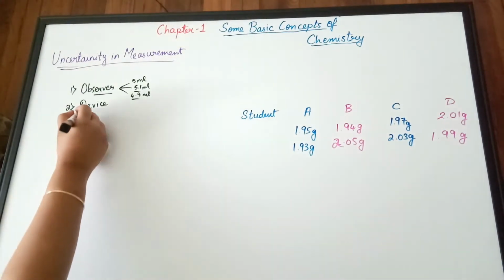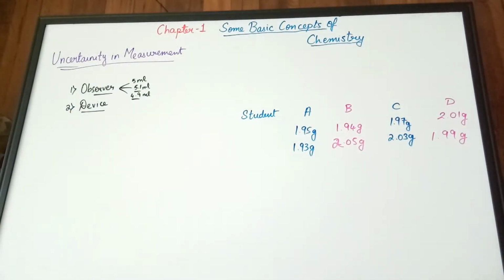The second is the device. There is a certain amount of surety to which the device works, and beyond that value there might be a slight variation. So when you measure on an analytical balance, it might have a slight error in itself. So this leads to an uncertainty in measurement. So there are 2 reasons, observer and the device.